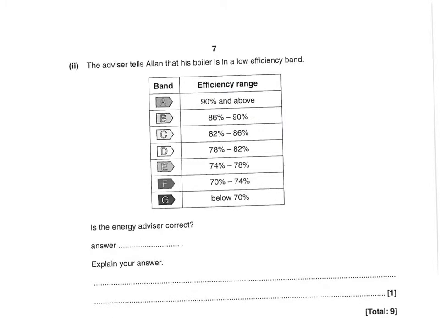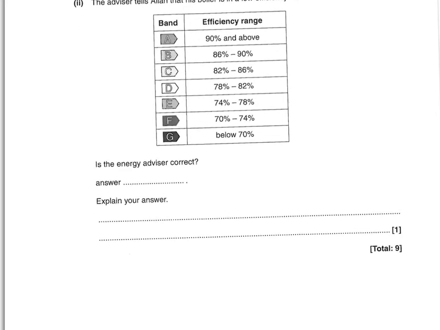And the advisor tells Alan that his boiler is in a low efficiency band. Is the energy advisor correct? So 70% would put them into band F. So if you put yes, that doesn't get you a mark. The mark is for the explanation. And if you just say it's in the second worst or the bottom 2 or one of the worst efficiency bands, that would get you that mark.